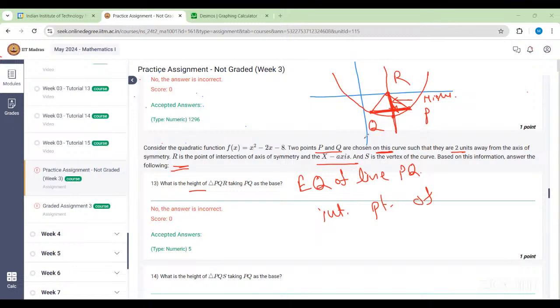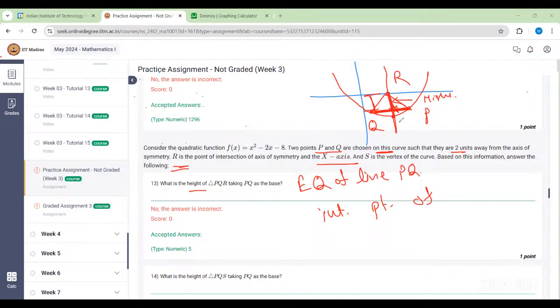After finding P and Q, find the point R, which is nothing but the intersection point with the axis of symmetry. That will be easy. Now after that, find the equation of the line for line segment PQ, and find the intersection point of the axis of symmetry with this line. Whatever distance you get here will be the height of the triangle.